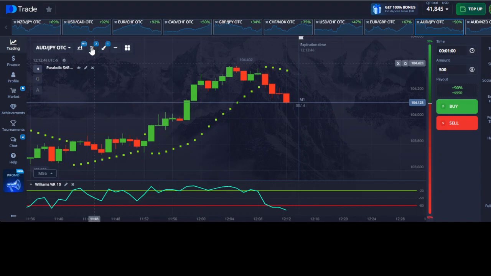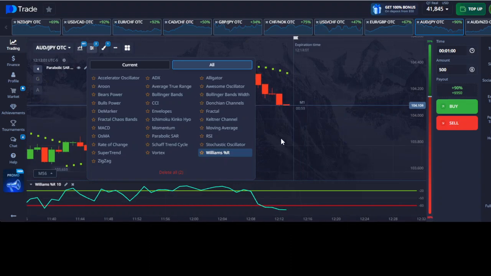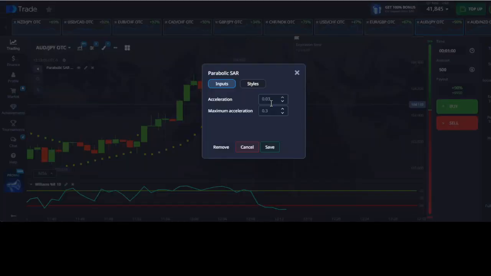If I click on my indicator icon on the platform, the first indicator is the Parabolic SAR, or Parabolic Stop and Reverse. The second indicator is the Williams %R indicator. For the Parabolic SAR settings, I've set the acceleration to 0.03 and the maximum acceleration to 0.3. In the style settings, I've increased the line width to 2 pixels.